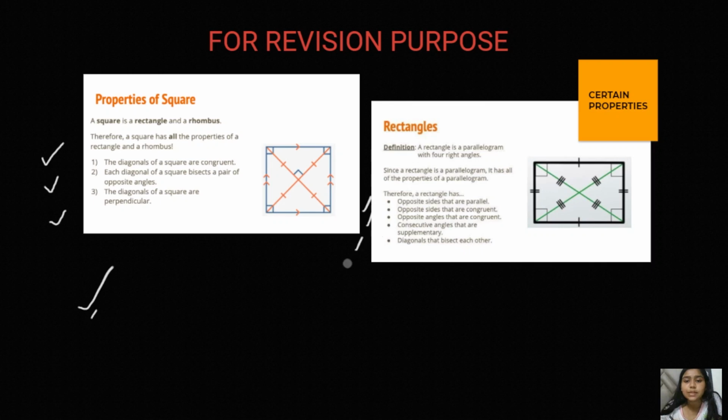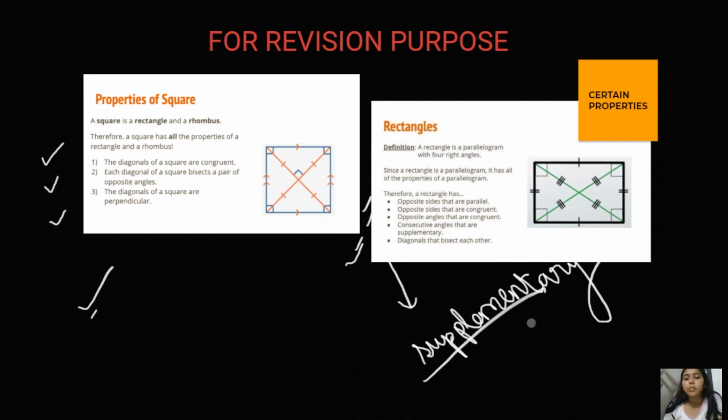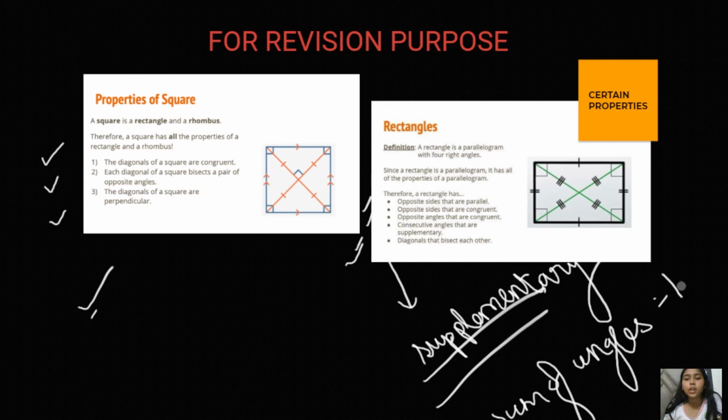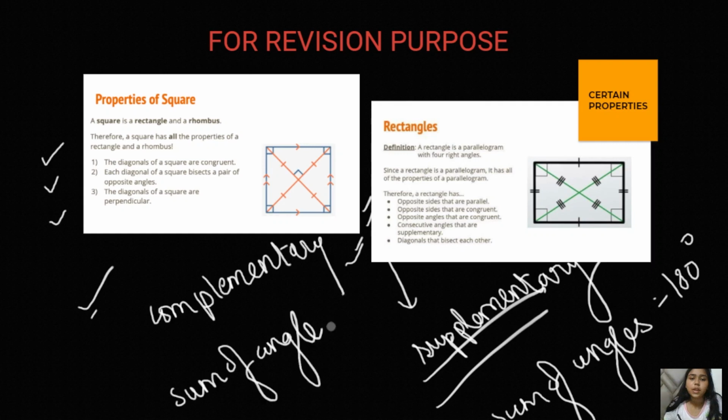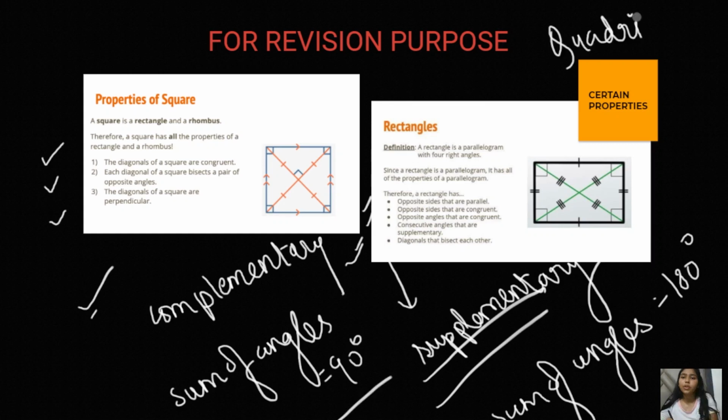What do you mean by supplementary? I already told you in my earlier sessions that supplementary means the sum of the angles is equal to 180 degrees, right? And what do you mean by the other term, complementary? When the sum of the angles is equal to 90 degrees, right? Diagonals bisect each other. So that's all for the chapter on quadrilaterals.